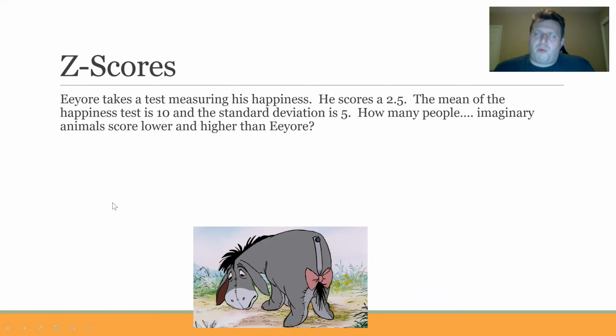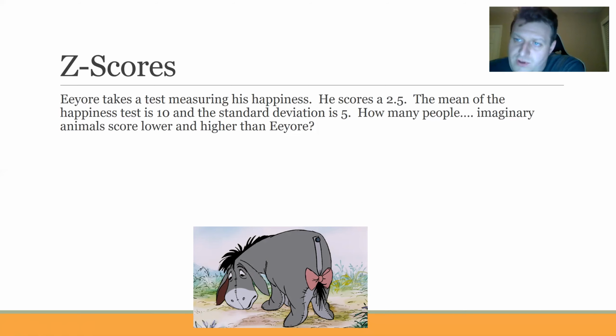Let's do a couple more problems here to make sure that we have a good grasp on what's going on. All right, we've got our old friend Eeyore here, and Eeyore is taking a test to measure happiness. He scores a 2.5. The mean on the happiness test is 10. Who would have predicted that Eeyore was low on the scale of happiness? And the standard deviation of this happiness measure is 5. So how many people / imaginary animals score lower and higher than Eeyore?